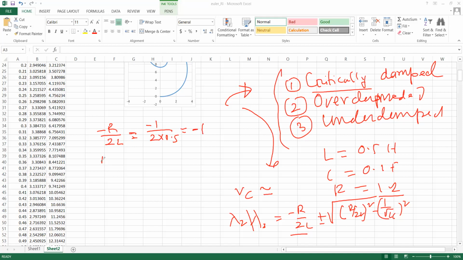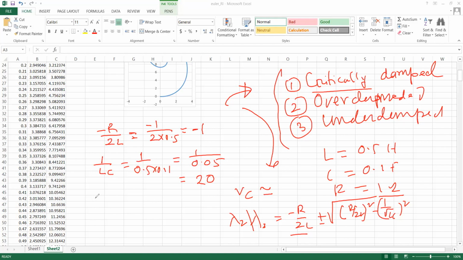Then 1 divided by LC equal to what? 1 divided by 0.5 into 0.1 is equal to what? 1 divided by 0.05 is equal to what? It is equal to 20. Yes, sir.